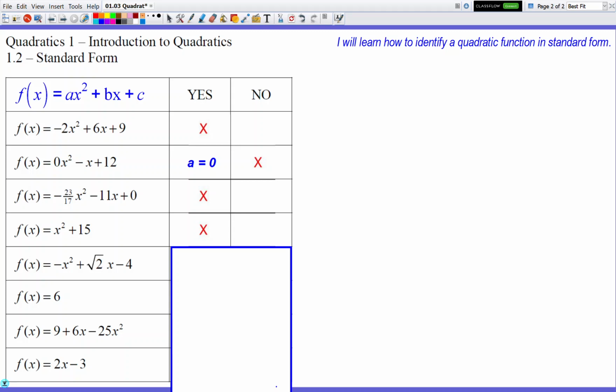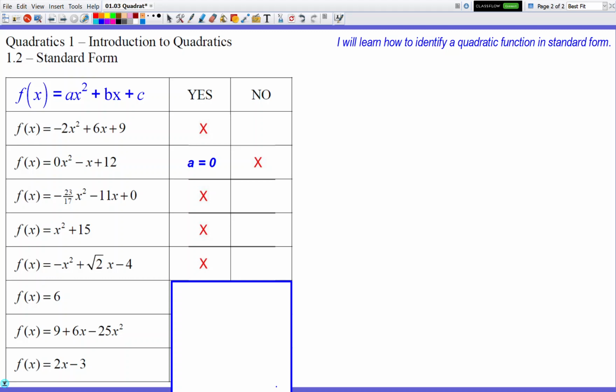Yay, good job. Okay, what about number 5? This guy has an x squared? He sure does. Does it matter that there's a negative in front of it? Is that negative going to cause the x squared to disappear like the 0 did? No, the negative's not going to do that. Only a 0 can make the x squared disappear, so this guy also is yes, it's a quadratic function.